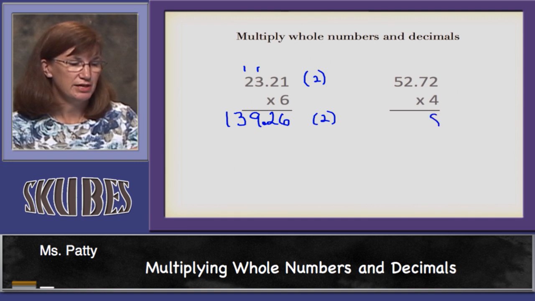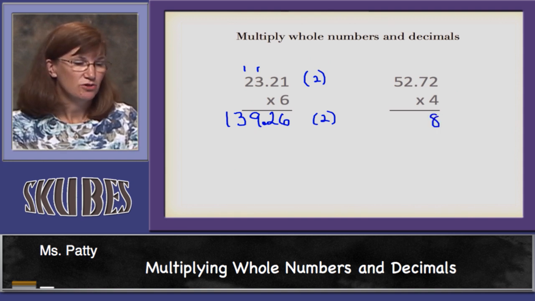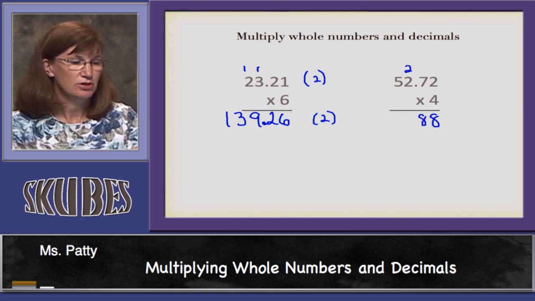4 times 2 is 8. Nothing to carry. 4 times 7 is 28. Write down your 8, carry your 2. 4 times 2 is 8, plus 2 is 10. Write down your 0, carry your 1. 4 times 5 is 20, plus 1 is 21.